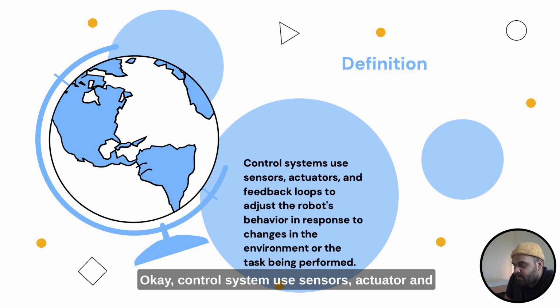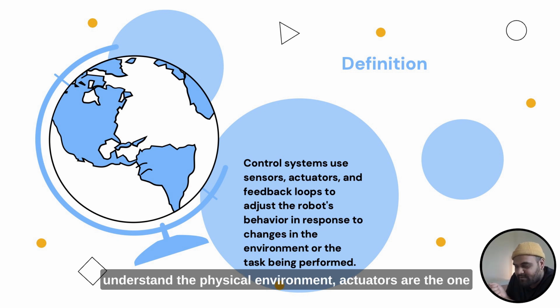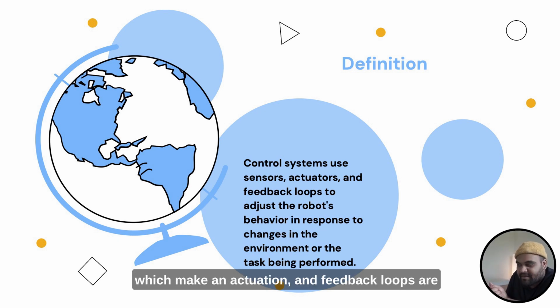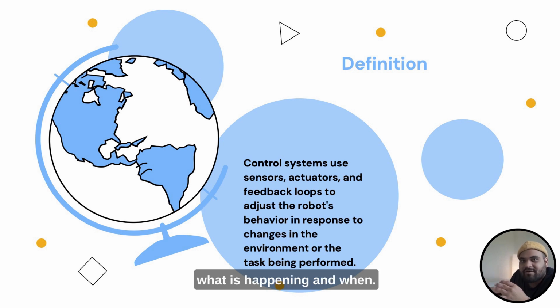Control systems use sensors, actuators, and feedback loops to adjust the robot behavior in response to changes in the environment. This is where our previous chapter comes into play. We understood that sensors are the ones which understand the physical environment. Actuators are the ones which make an actuation. And feedback loops are essentially a connection between the sensor and the actuator, which continuously updates and tells the controller what is happening and when.